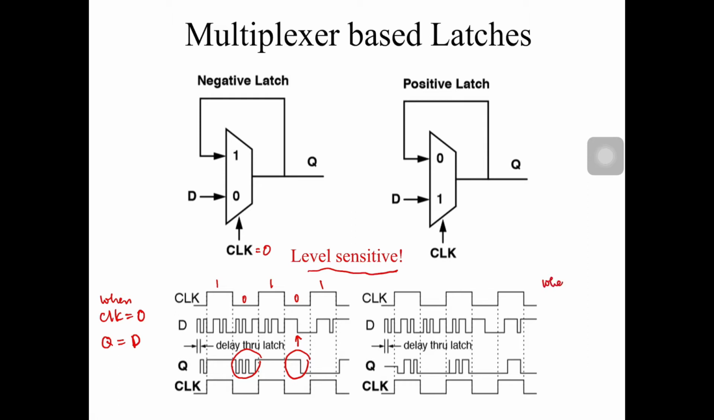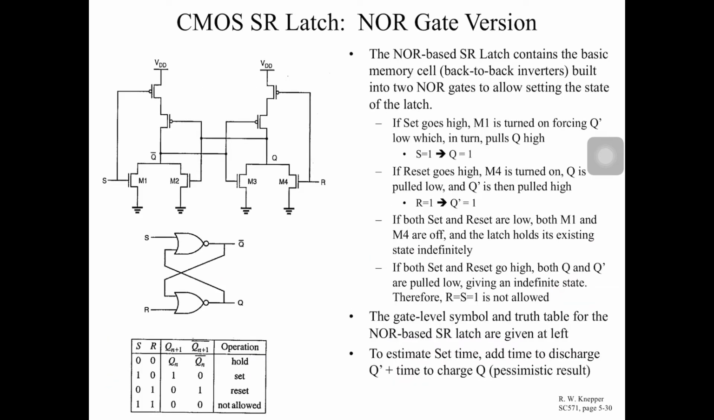For the positive-based latch, when the clock equals 1, Q equals D. Here this is 1, 1, 1, so at this point Q follows D; otherwise it holds its previous value.